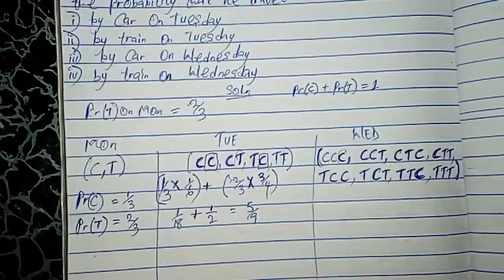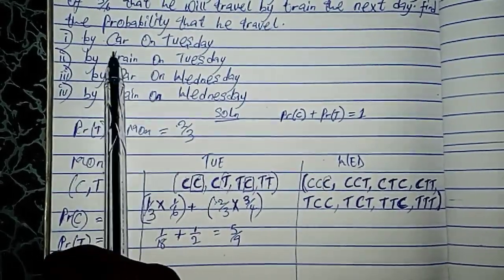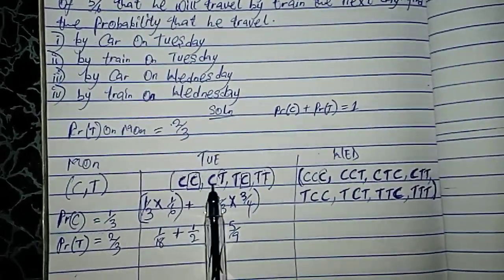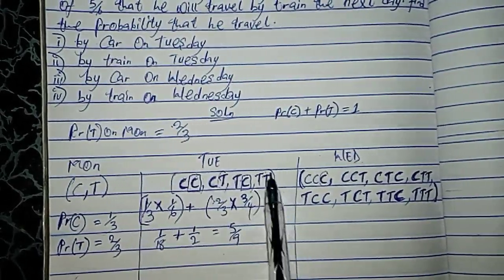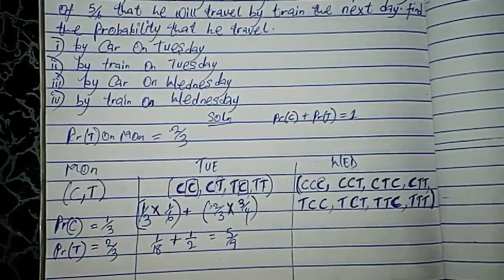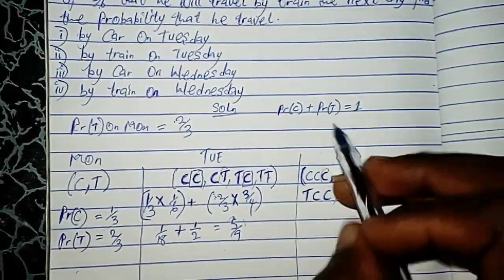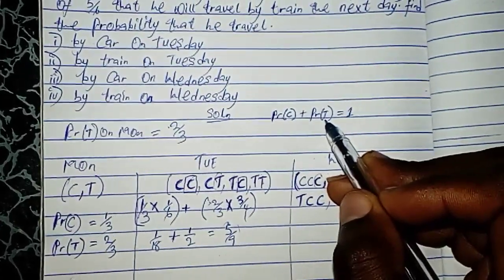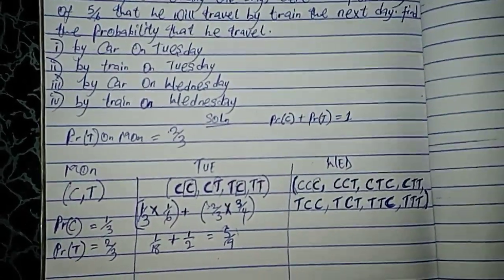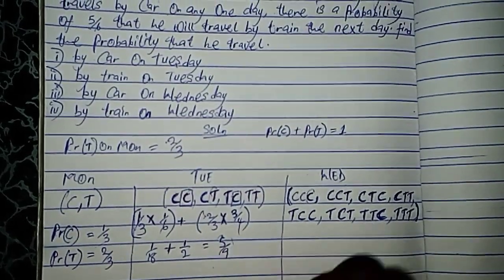Right? So now we have found the probability of him traveling by car on Tuesday. Now for him traveling by train on Tuesday, we don't need to go through the stress of finding this and this. This is him traveling by train on Tuesday and him traveling by train on Tuesday. But we don't need to go through that. Since we already have him traveling by car on Tuesday, we can as well use this formula again. Now finding the probability of train on Tuesday, we will say probability of train on Tuesday equals 1 minus probability of car on Tuesday. So this is probability of car on Tuesday from the question.